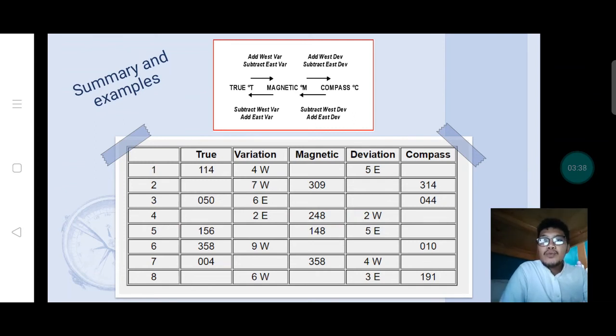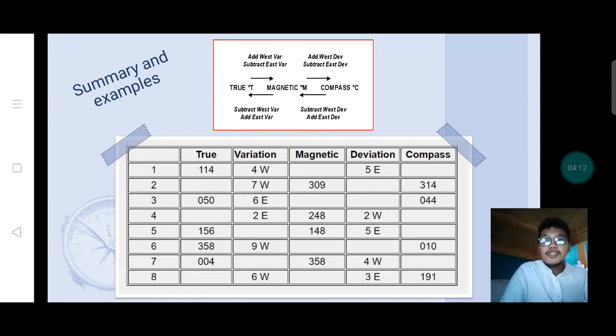Number 5, 156 is given, which is the true bearing. And then the magnetic here is 148. This means that we subtracted, so the direction here will be east. 156 minus 148 is 8 degrees east in the variation. And then the deviation here is 5 degrees east, so we will subtract again. 148 minus 5 is 143.